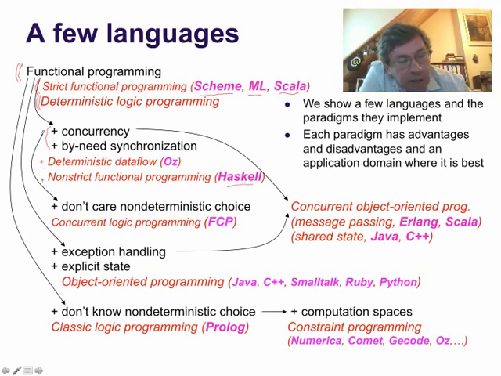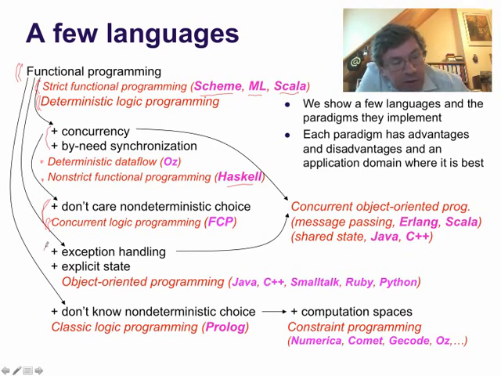And if we continue in another way, we add what's called don't care non-deterministic choice. This means a simple choice between alternatives. We get concurrent logic programming. This one is actually kind of a dead end. It was developed a lot in the 90s and then it kind of died out.